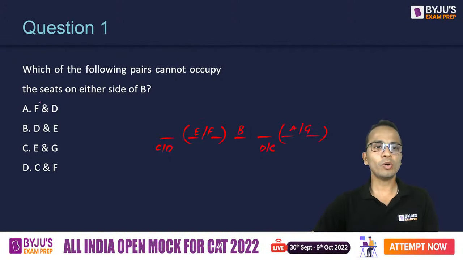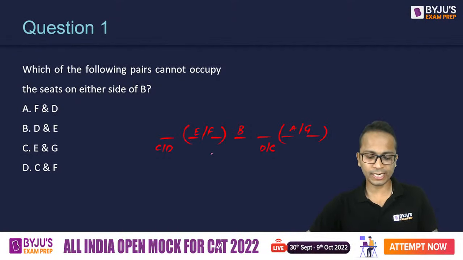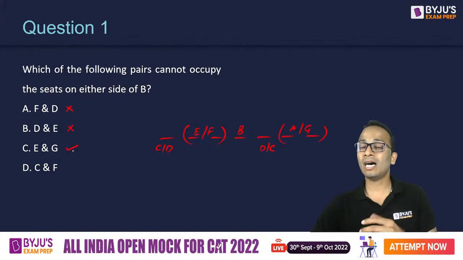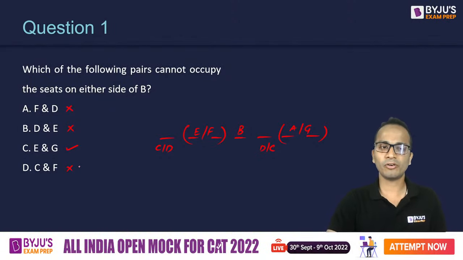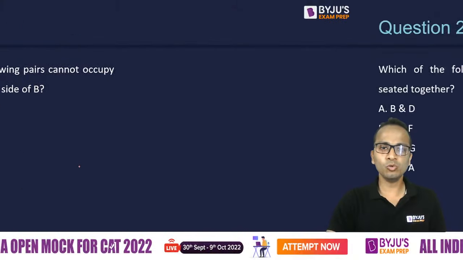All right. So F and D can occupy seats on either side of B. Okay. So answer is not this one. B and E cannot be the answer. E and G. So yes, E and G will be the answer because G cannot sit on a seat which is adjacent to B. C and F, yes, they can sit on either sides of B. So again, this cannot be the answer. So yes, option C is the correct answer. All right. Okay. Now question number 2.